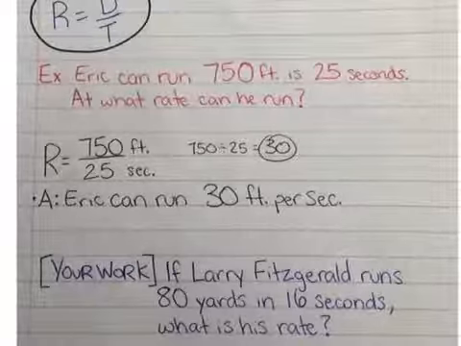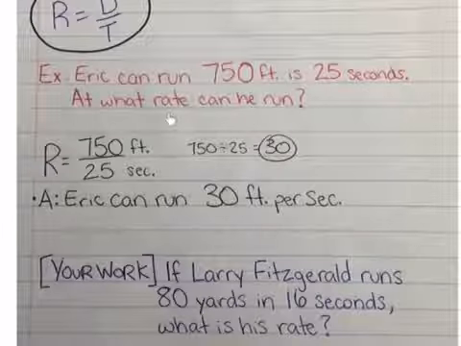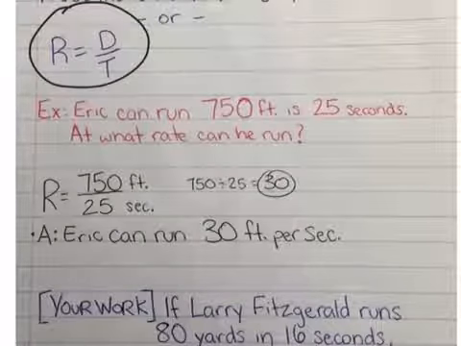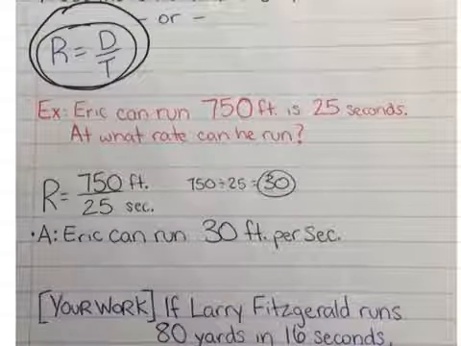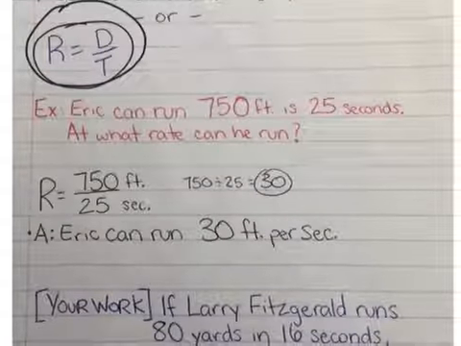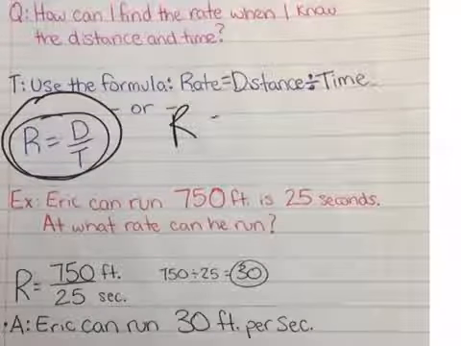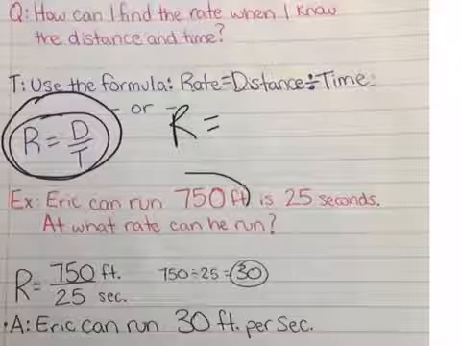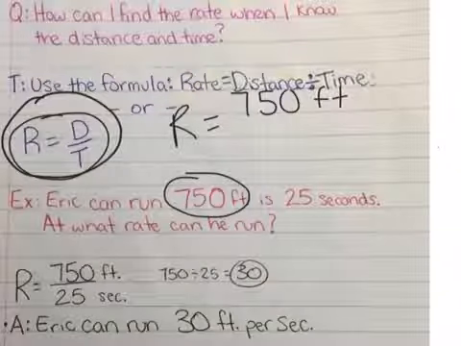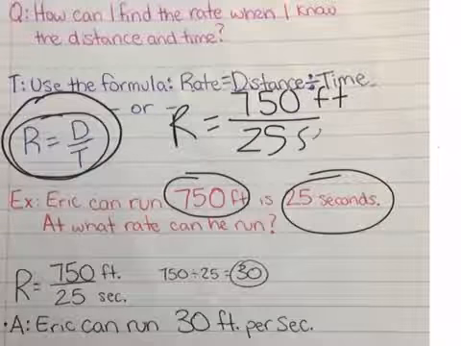Let's take a look down here at our first example. Eric can run 750 feet in 25 seconds. At what rate can he run? So if we are using this formula here, rate equals distance divided by time, let's do that. We have R, which is what we're looking for, rate equals distance, which is 750 feet divided by this 25 seconds.